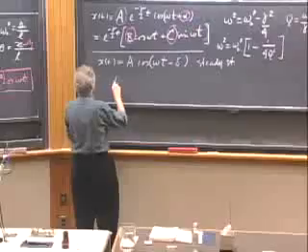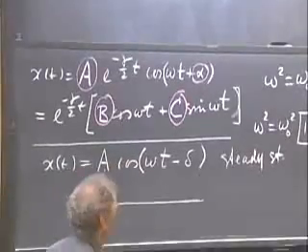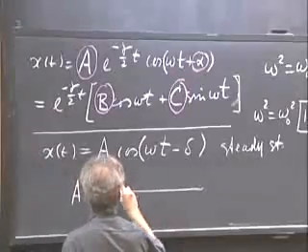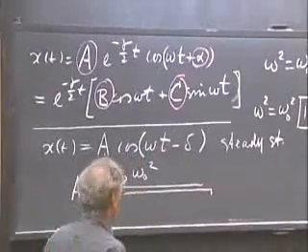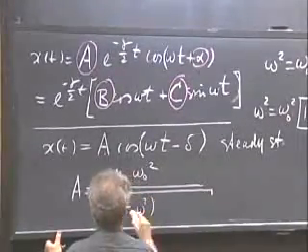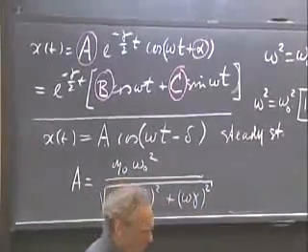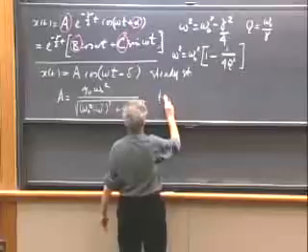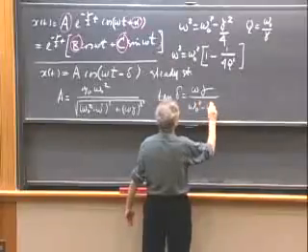And this A becomes then a rather complicated function. Upstairs I get eta 0 omega 0 squared, I get this part. And downstairs I get the square root of omega 0 squared minus omega squared, squared, plus omega gamma squared. And that is the amplitude as a function of omega, and the tangent of delta becomes omega gamma divided by omega 0 squared minus omega squared.